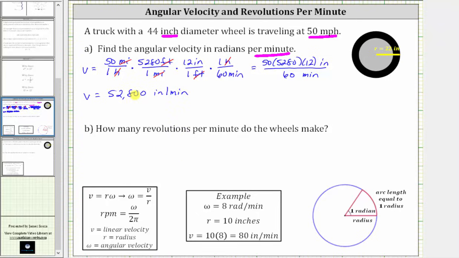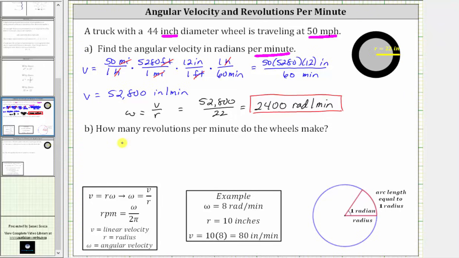So now using our formula, we know the angular velocity is equal to the linear velocity v divided by the radius, and this quotient gives us 52,800 divided by the radius of 22 inches, and this quotient is equal to 2,400, and therefore the angular velocity is 2,400 radians per minute.